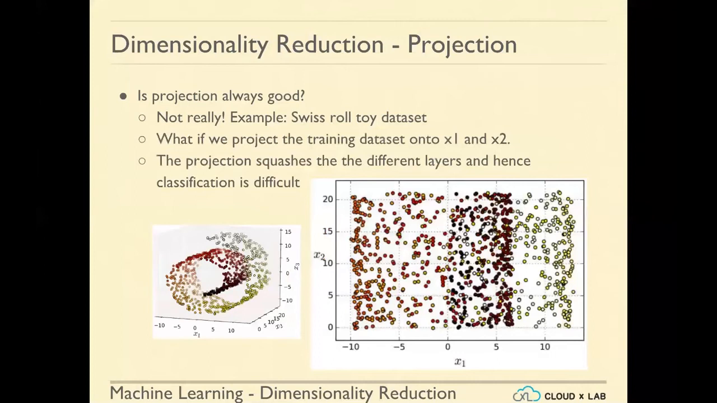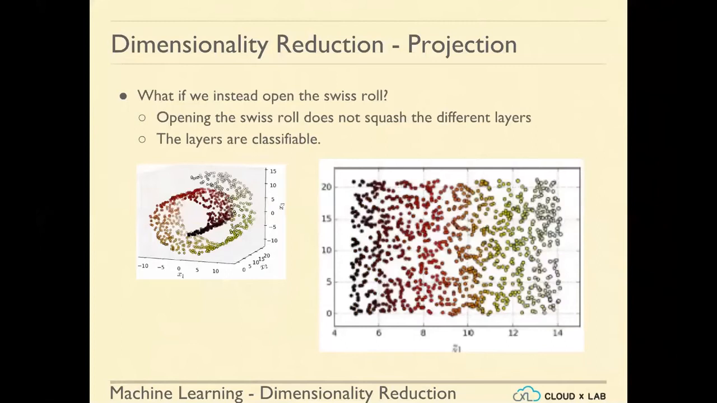So let's take this one. What if we project the training set onto x1 and x2? The projection squashes the different layers, and hence classification is difficult. If we have x1, x2 like this, and you squash it, meaning project it, you get this kind of data, which is really hard to classify. If you think about SVM, or all kinds of ways, it's not possible to classify it. Instead, what if we opened the Swiss roll?